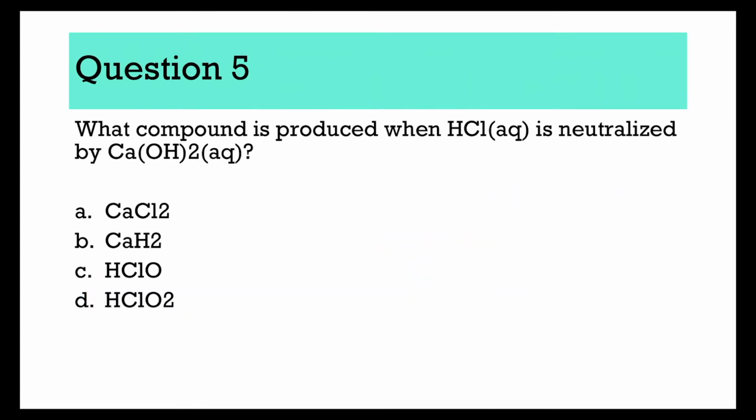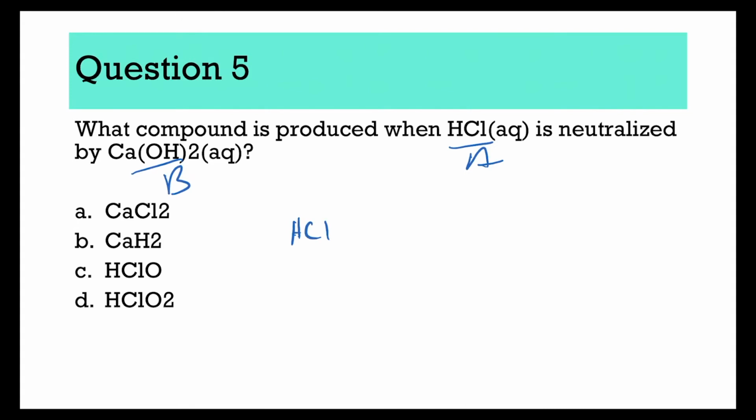Okay. Number 5 says, which compound is produced when HCl is neutralized by Ca(OH)2? So we know this is your acid, this is your base. So we know we're going to make salt and water. None of these are water, so we have to figure out what salt we're going to be making. Now if you just think about it, you can kind of guess, but let's just work through this.